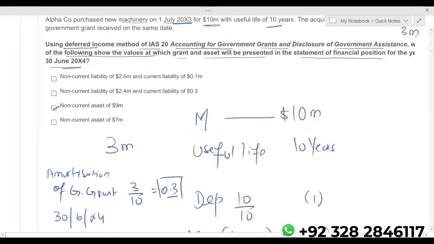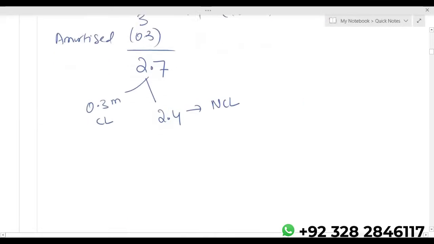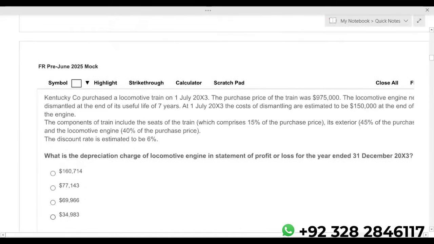Now, let's find out. Non-current liability is 2.4 and current liability is 0.3. I hope it is clear to everyone. Please reply before we move to the next question. Students, great. Okay, that's clear. Thank you for the appreciation.